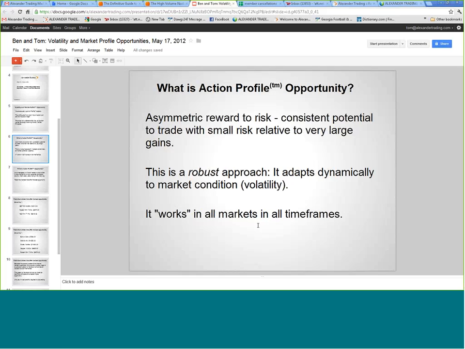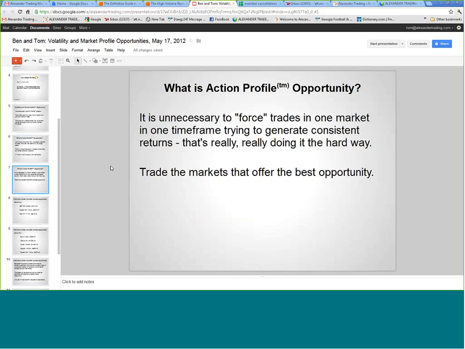Regardless of the time frame you trade, whether you trade intraday or you position trade or you swing trade, it works in all markets and all time frames. It is unwise as a trader to force trades in one market in one time frame trying to generate consistent returns. That's doing it really the hard way. You want to be opportunistic with your trading, and this is a methodology whose highest use is being opportunistic because it is so robust. It works just as well in copper, lean hogs, rough rice as it does in the Russell, the E-mini, the Euro, etc.